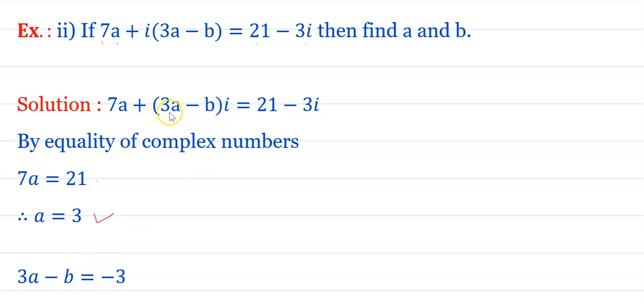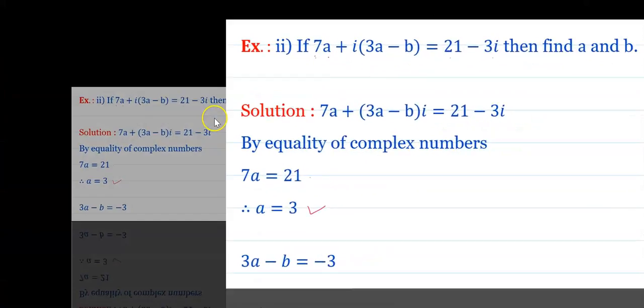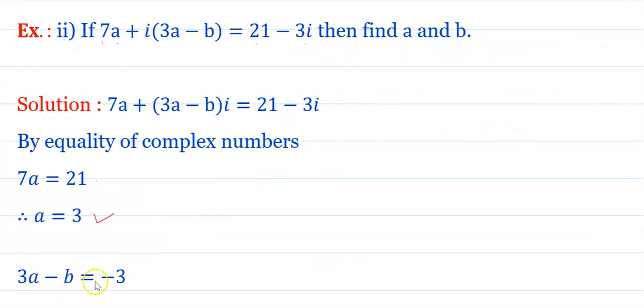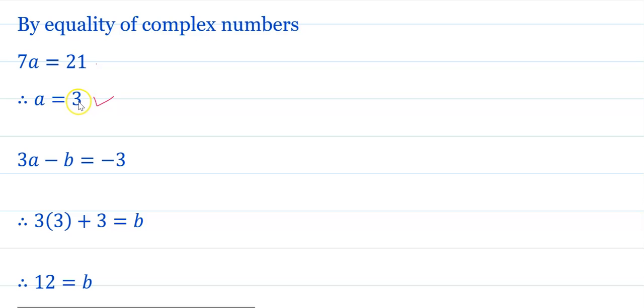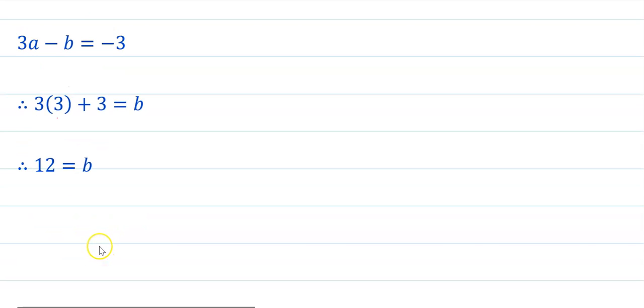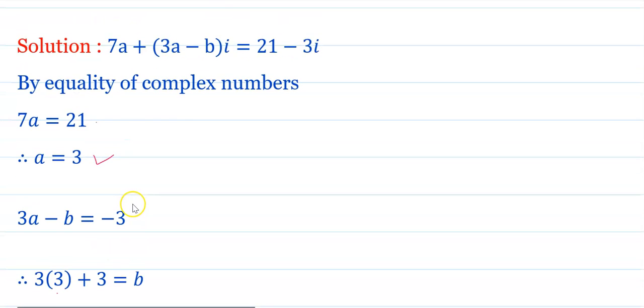What about the imaginary part? 3a minus b. Next, equate the imaginary parts. 3a minus b is equal to minus 3. We know the value of a. A is 3. 3 into 3 will be 9. Then transfer this minus b to the right hand side and minus 3 to the left hand side. That will become plus. That is 9 plus 3, b is equal to 12. In this way, okay, you can see this.